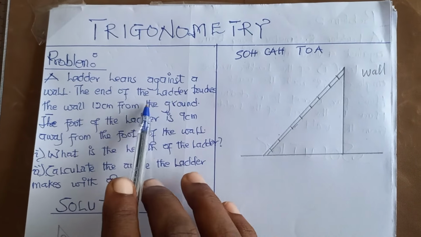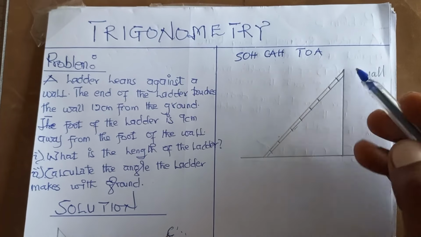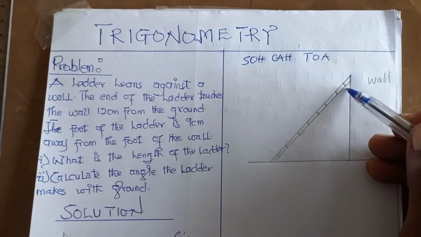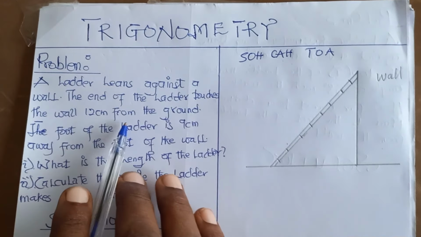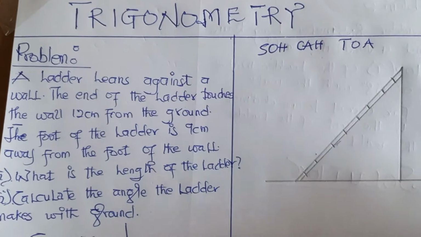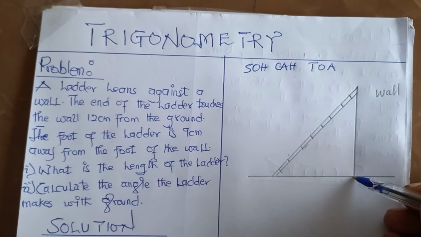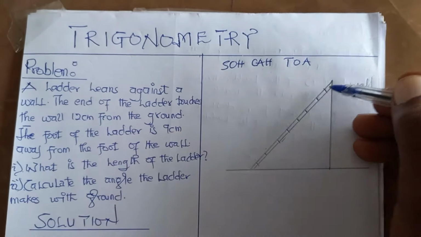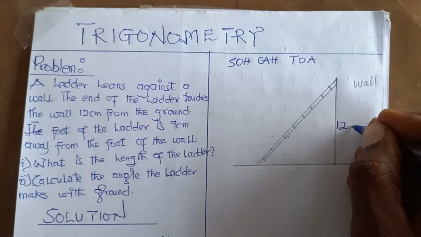The end of the ladder touches the wall. So this is it. This is the end. It touches the wall 12 centimeters, 12 centimeters from the ground. So you see, when you measure the wall from the ground, this is the ground, don't forget where the ladder touches the wall is what? 12 centimeters.